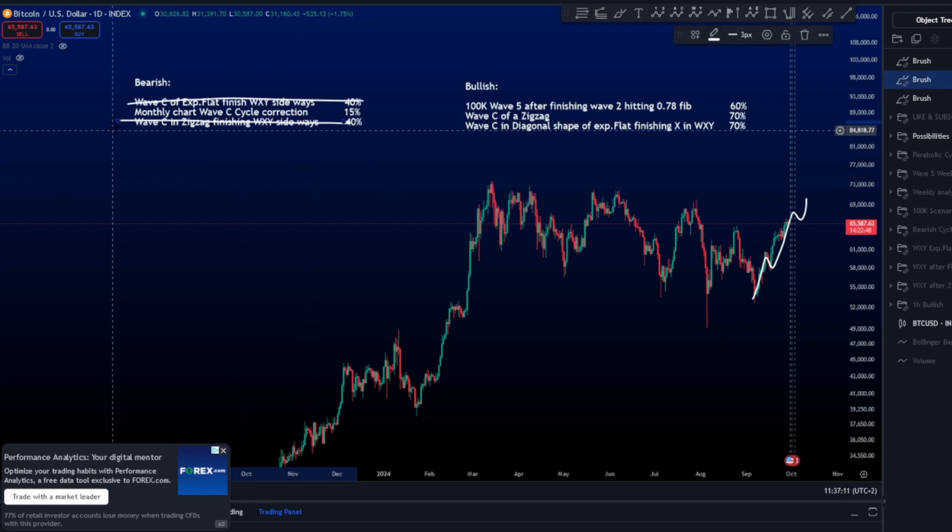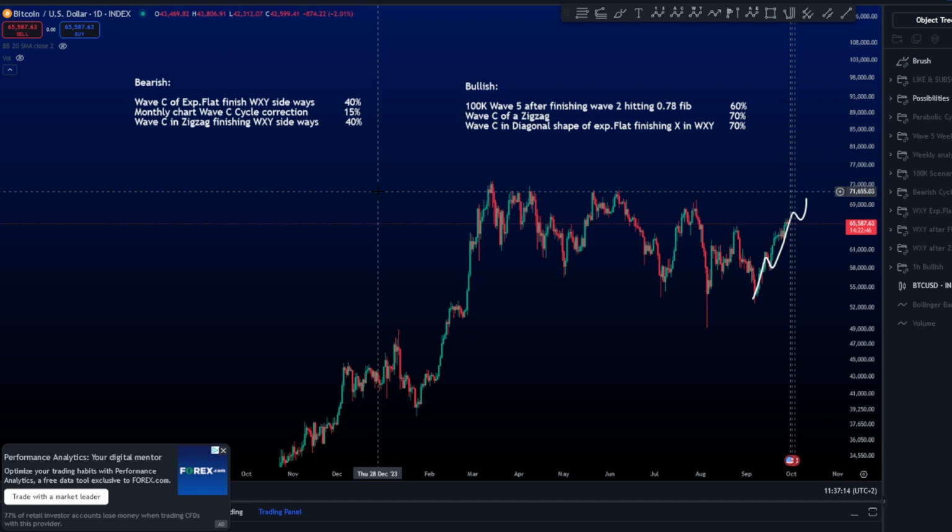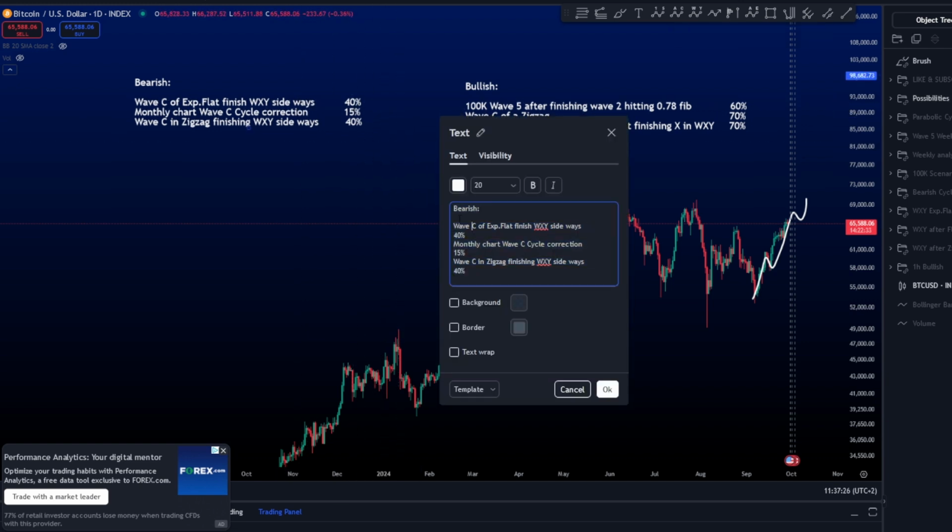Then we will be left with only one scenario here, which could be a WXY, the longer one. We're gonna still have, of course, the expanding flat. That is here, expanding flat, wave C. We have to say also, okay, we have 2 expanding flats here. I'm lost. Okay, so we need to add one more here.